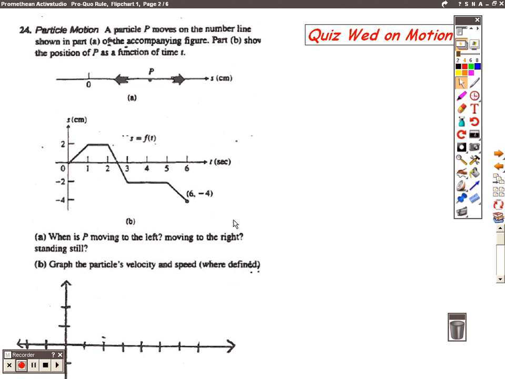Problem 24, we have a particle that's moving on a number line that's shown in the figure. Part B shows the position of the particle as a function of time. So what we have in this graph is a position function. Make sure that before you begin working, you identify the function so that you interpret it correctly. So we have a position function here which tells us where the particle is.